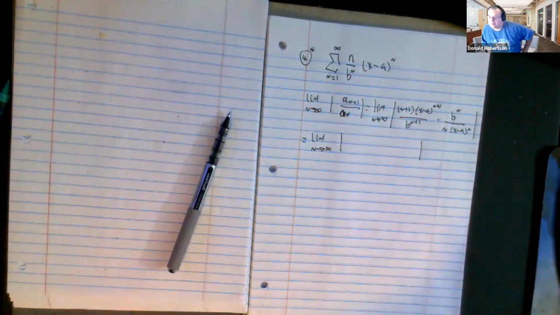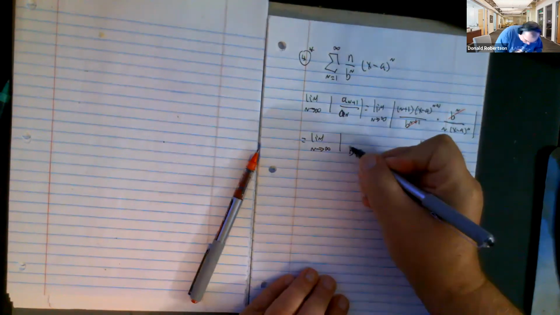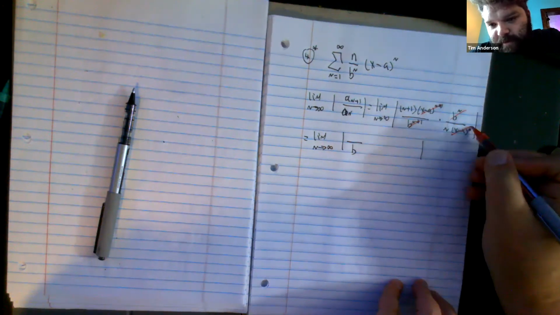So far, so good. Okay, time to start cancelling. Somebody in the top killing off somebody in the bottom, and something left over when you do that. Who can cancel with who? b to the n plus 1 and b to the n. You're left with b on the bottom. Agreed? And x minus a to the n plus 1 and x minus a to the n. You'll be left with x minus a on the top.